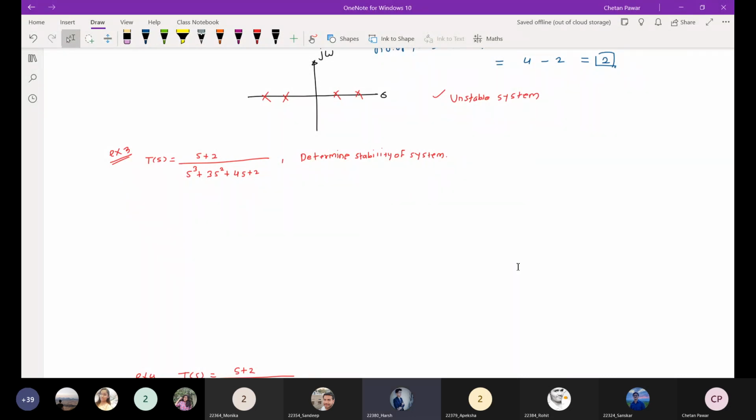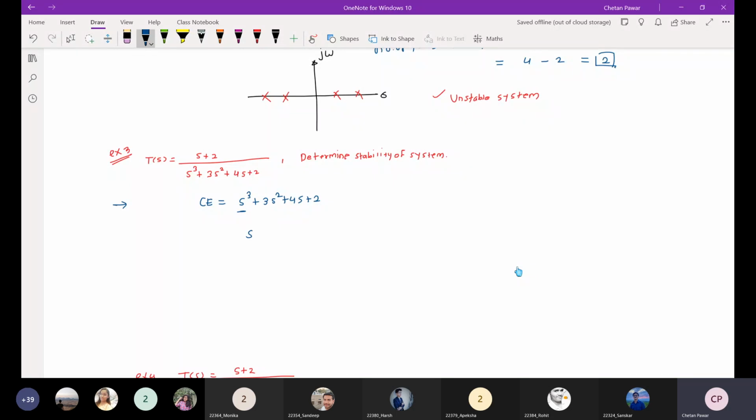Sir, stable system. Okay, stable system. So let us see, is this stable or unstable system? So first we will write a characteristic equation, that will be s cube plus 3s square plus 4s plus 2. So the highest order term is this, and that is an odd order term.